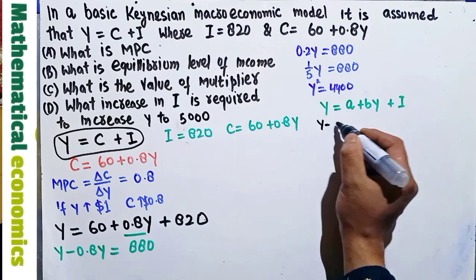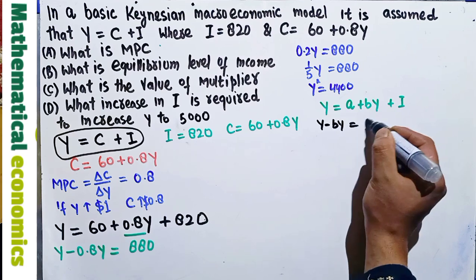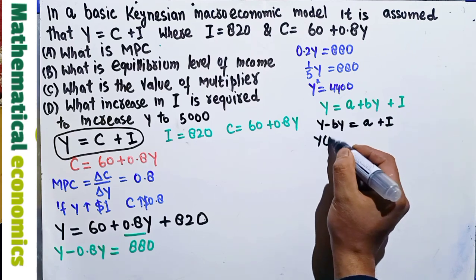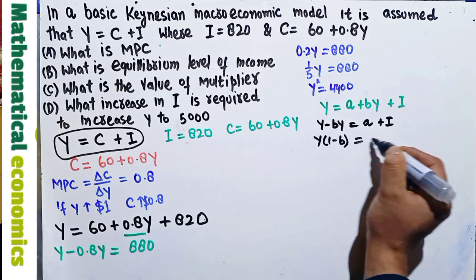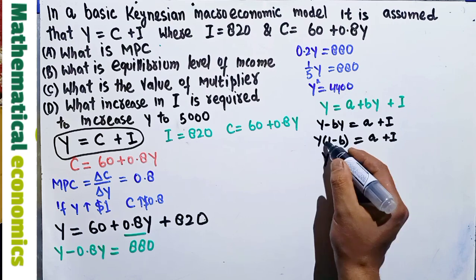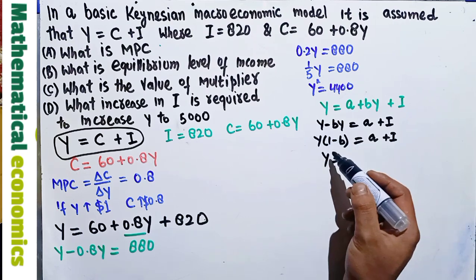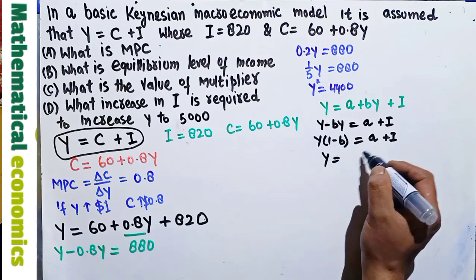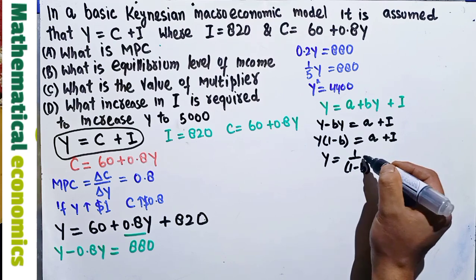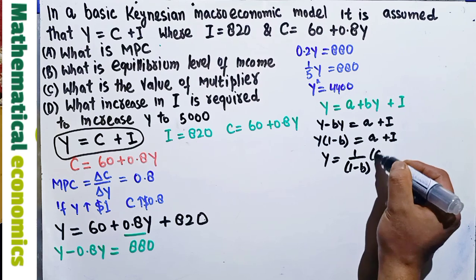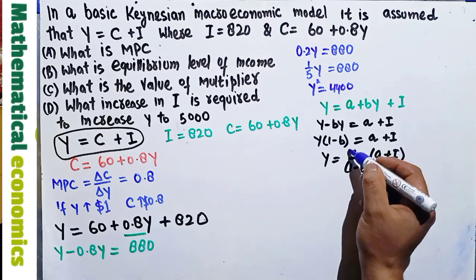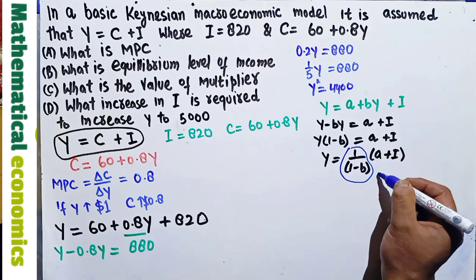So we have y minus by will be equal to a plus I. Taking y common, we are left with 1 minus b is equal to a plus I. Now our y will be equal to, dividing both sides by 1 minus b, we will get 1 upon 1 minus b times a plus I. So here this 1 upon 1 minus b denotes the multiplier.